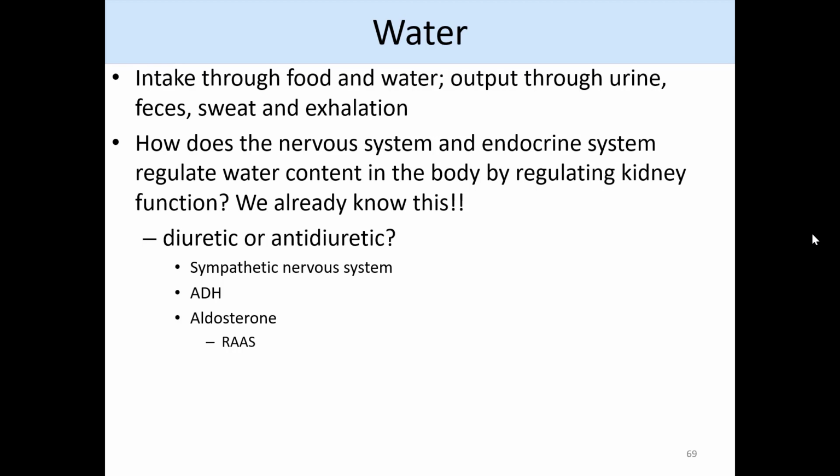We know that we take in water through food and through drink. And we put out water too. The output of water happens through urine, feces, sweat, and exhalation. But how does the nervous system and endocrine system help to regulate water content in the body by regulating kidney function? We already know this, right?